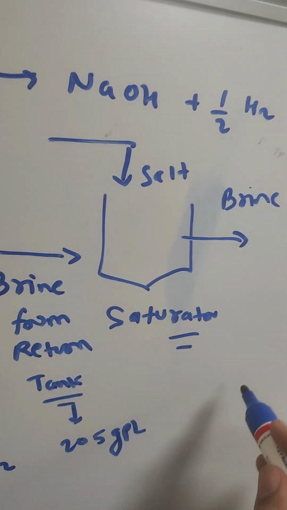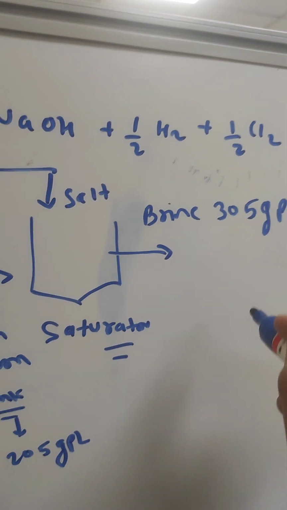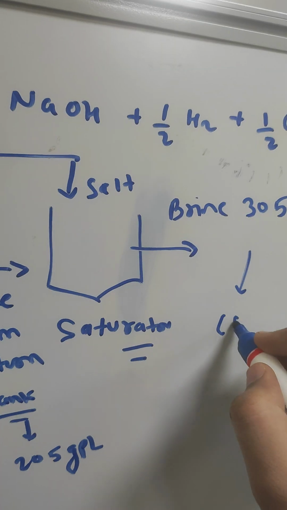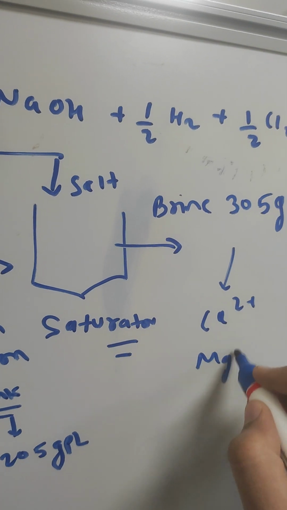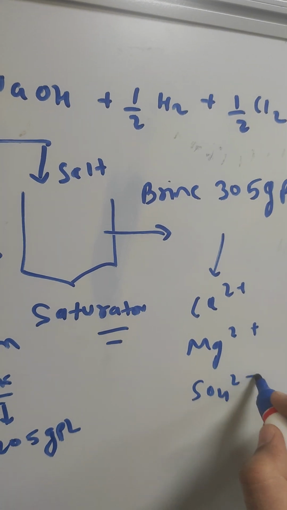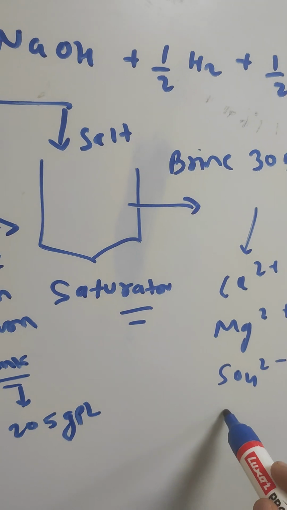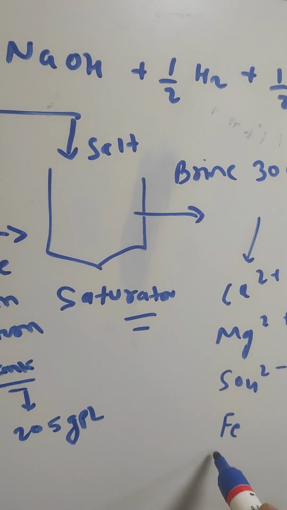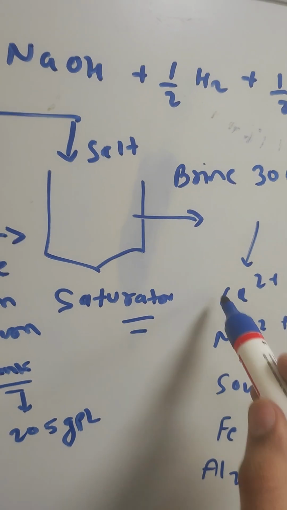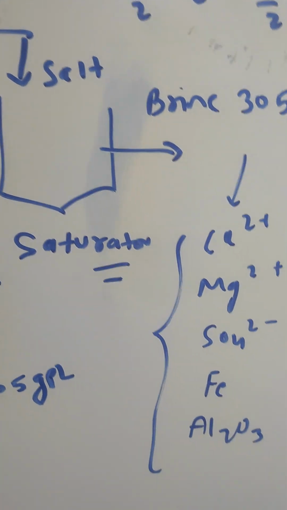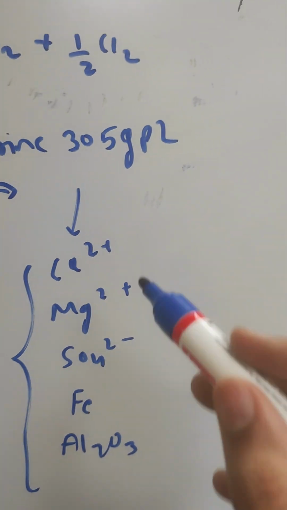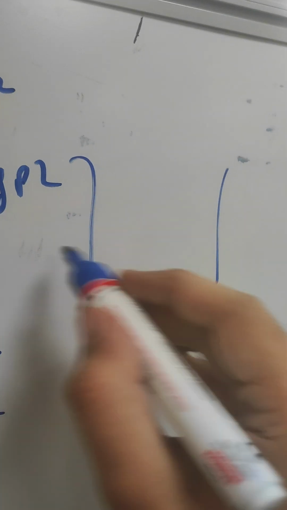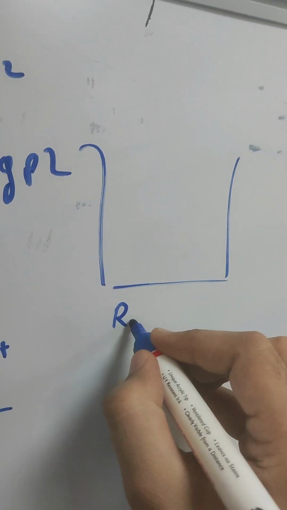And in this brine we have a lot of impurities. What are the impurities? We have calcium ions, magnesium ions, sulfate ions, and many other iron impurities. Alumina is there, and many other impurities are there. So we have to remove these impurities in the further steps. For that we have the reactor. The next step is the reactor.